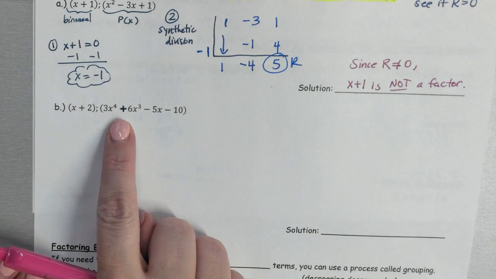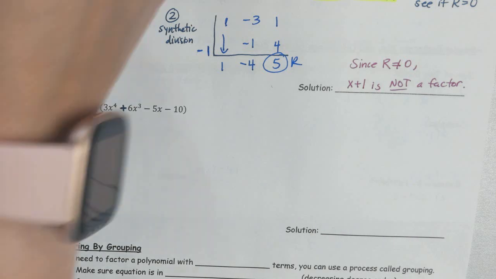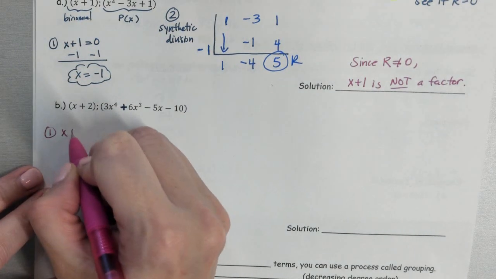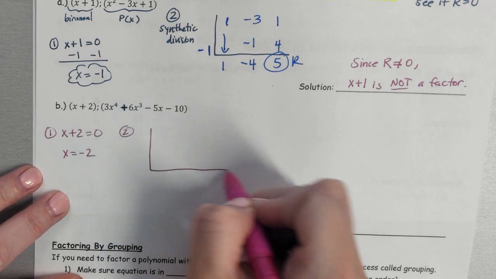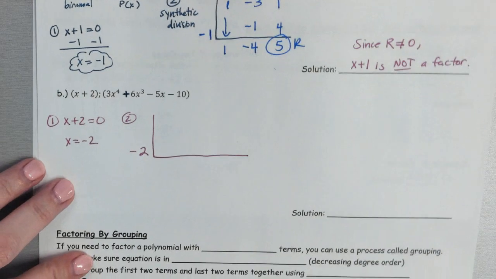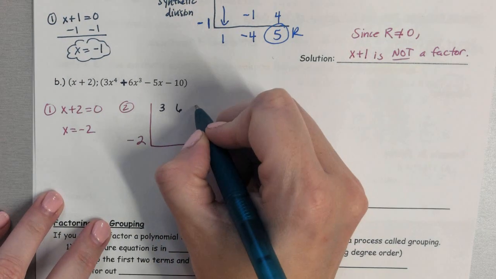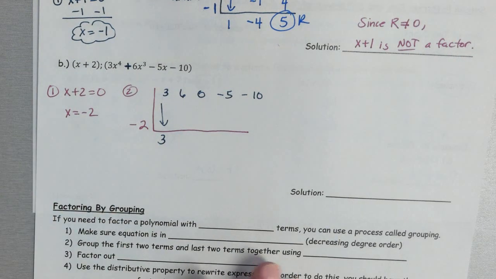Okay, and then for part B, change this to plus. Change this one to plus. So the same step where x is equal to -2. Then we're going to do the synthetic substitution. Dane, tell me what the coefficients are going to be for this one. 3, 6, 0, -5, -7. Good. So don't forget your placeholder. It will now give you the same final answer.